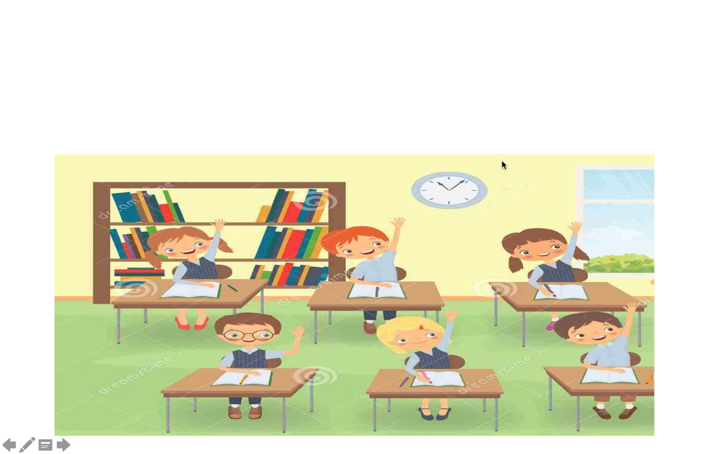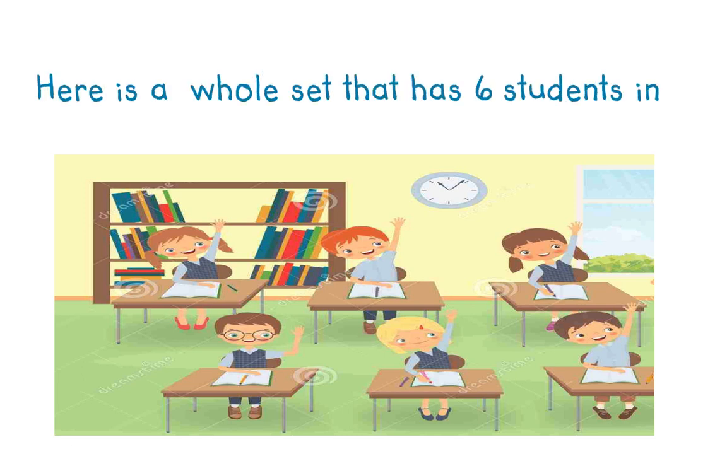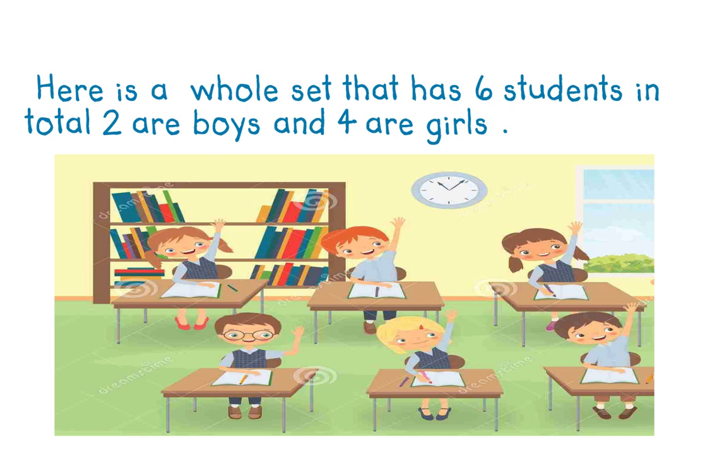So the girls represent 4 out of 6 of this classroom, while the boys represent 2. There are 2 boys in this whole classroom. So I have 2 boys out of 6, and this is a fraction. Here is a whole set that has 6 students in total. 2 are boys and 4 are girls.